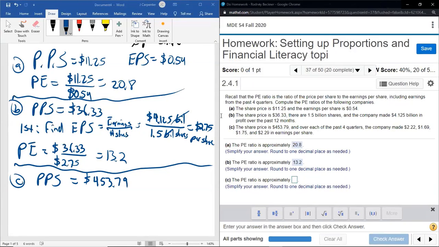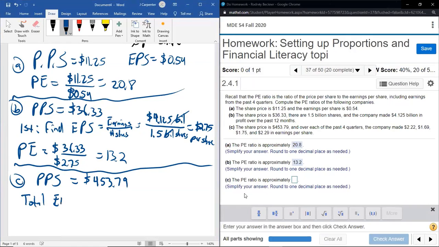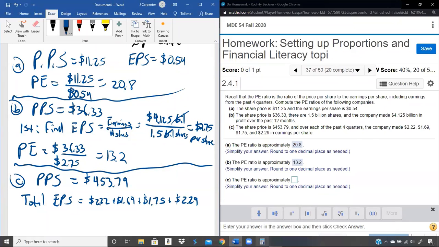Well, it's actually pretty easy. You just add all 4 of those up. If they earned this much the first 3 months, this much the next 3 months, this much the next 3, and the next 3, if you add those up, you'll get your total earnings per share over the entire year. So the total earnings per share is just 2.22 plus 1.69 plus 1.75 plus 2.29. Those aren't that hard to add up, but it's 4 of them, so we'll still pull out a calculator.